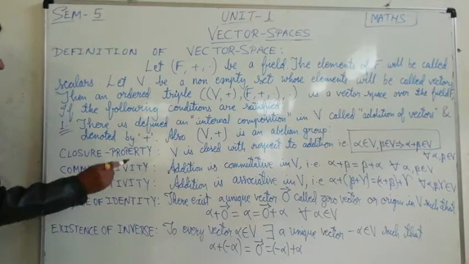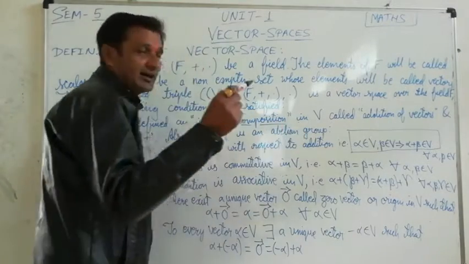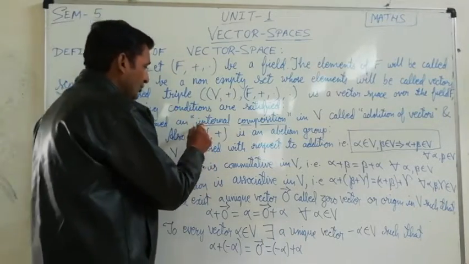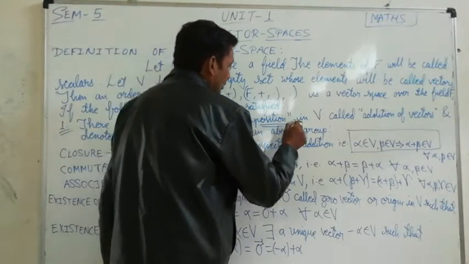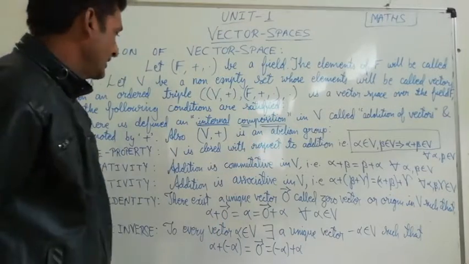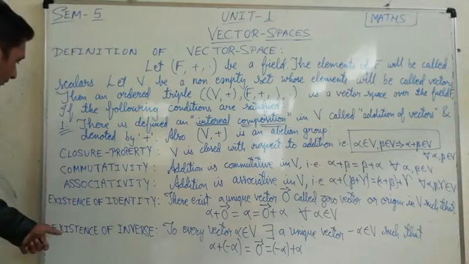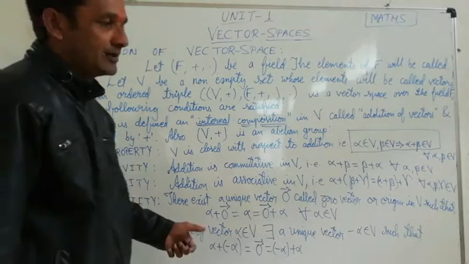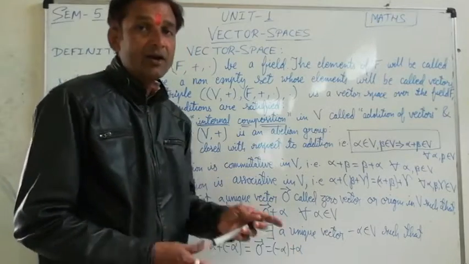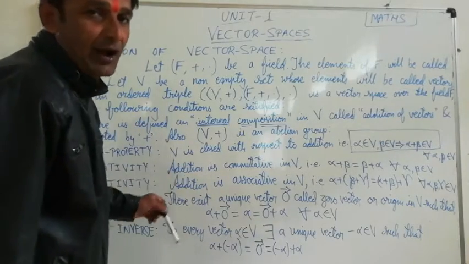It is well clear from here that internal composition is totally related to the mathematical operation plus, where we have given all these 5 properties, which should be satisfied for V plus to be an abelian group. So after this we will discuss the second point now.